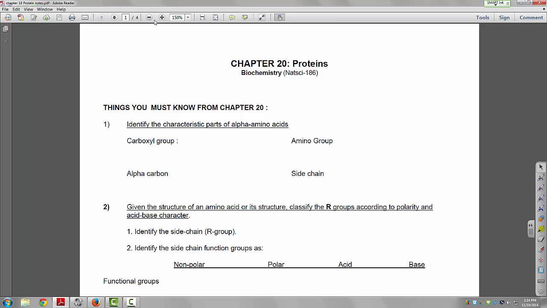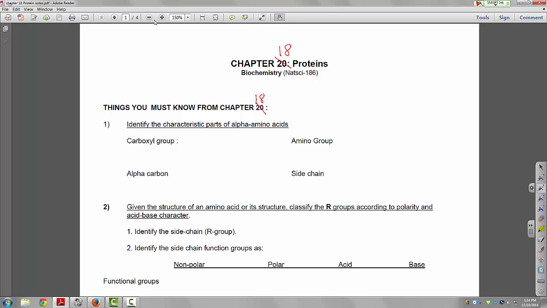Welcome to the summary for Chapter 18 on proteins. Actually, Chapter 18: things you must know from Chapter 18. Alright. Identify the characteristic parts of alpha amino acids.